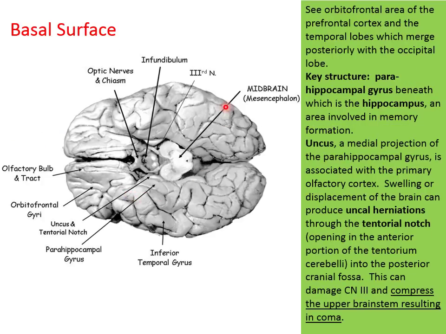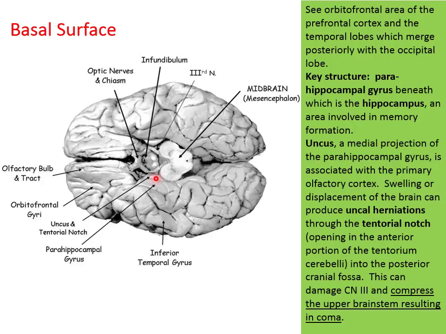On this basal surface of the brain, we can see the orbital frontal cortex and the temporal lobe, which merge into the occipital lobe. And a key structure we can see on the temporal lobe is the parahippocampal gyrus. Deep to this structure, the parahippocampal gyrus, is the hippocampus. This region is critically involved in memory formation, especially for the development of new memories.